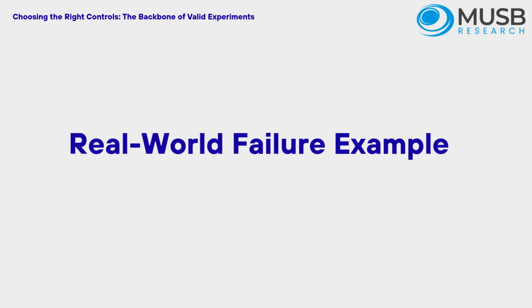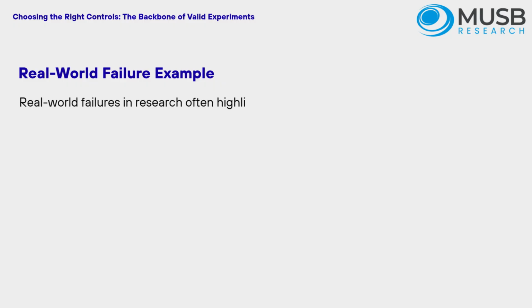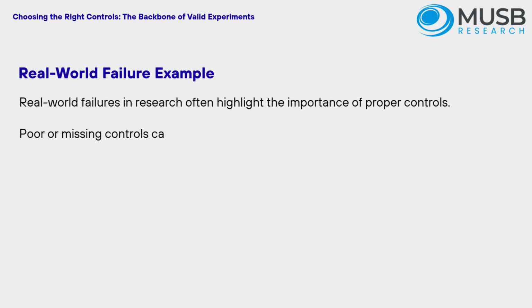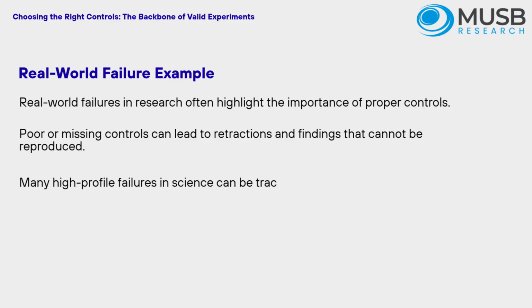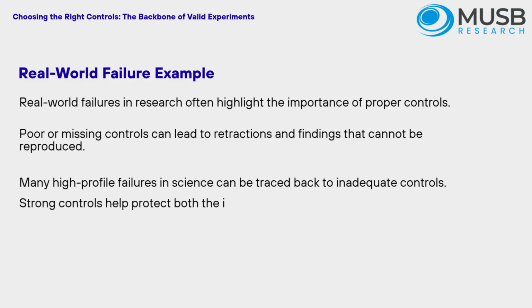Real-world failure example. Real-world failures in research often highlight the importance of proper controls. Poor or missing controls can lead to retractions and findings that cannot be reproduced. Many high-profile failures in science can be traced back to inadequate controls. Strong controls help protect both the integrity of the research and the researcher's reputation.